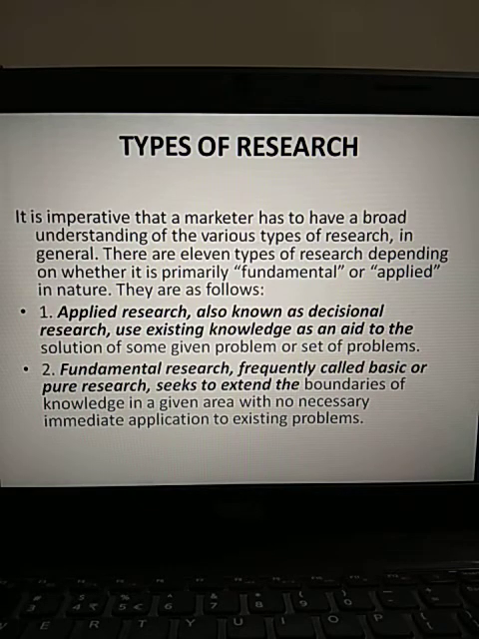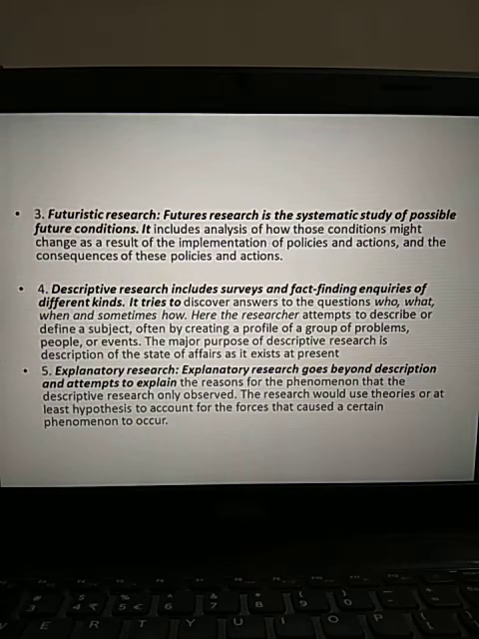So here, what will happen? Theoretical concepts will be developed under fundamental research. Those concepts will be applied whenever the need arises. So that is what we call fundamental research. Futuristic research.